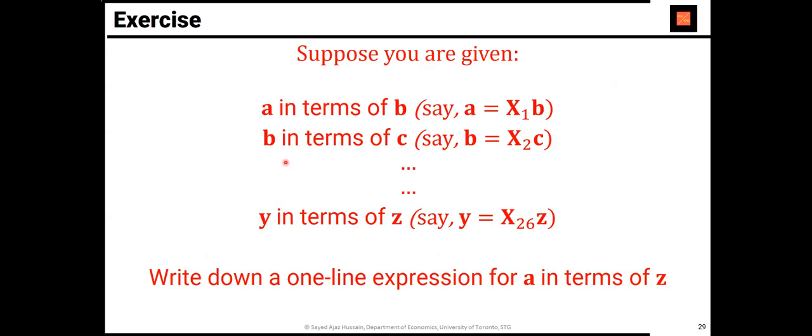So how would you do this? I'll leave this as a possible exam question.